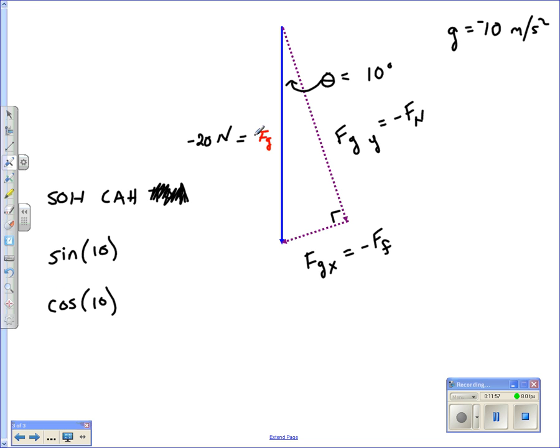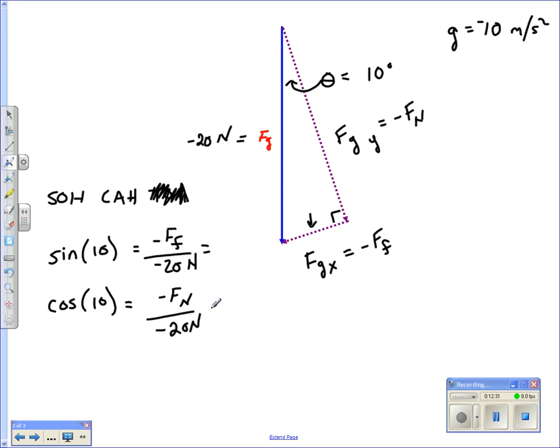Sine is equal to opposite over hypotenuse. Well, opposite the angle would be this side right here, which is fg of x, which is really the opposite of the force of friction. So I'm just going to say that it's the opposite of the force of friction over the hypotenuse, which is a negative 20 newtons. Now cosine is the adjacent, which is the opposite, the normal force, over negative 20 newtons.